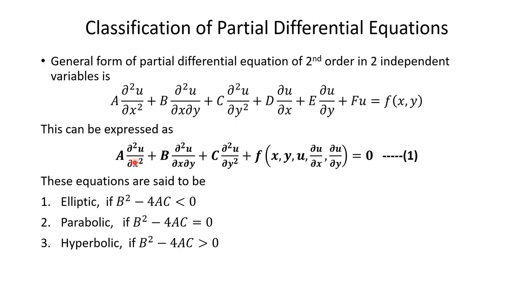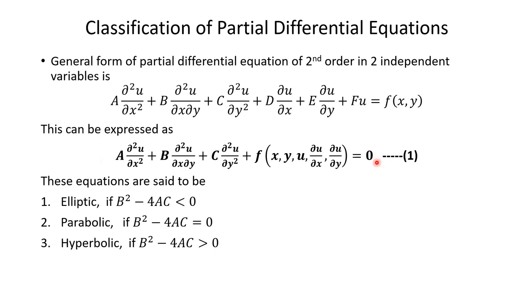So here we can see the partial differential equation of second order with respect to two independent variables x and y. That is a dou square u by dou x square plus b dou square u by dou x dou y plus c dou square u by dou y square plus d dou u by dou x plus e dou u by dou y plus fu is equal to f of x, y. So this can be expressed in the form a dou square u by dou x square plus b dou square u by dou x dou y plus c dou square u by dou y square, and the last three terms can be written as a function of x, y, u, dou u by dou x and dou u by dou y, which is equal to 0.